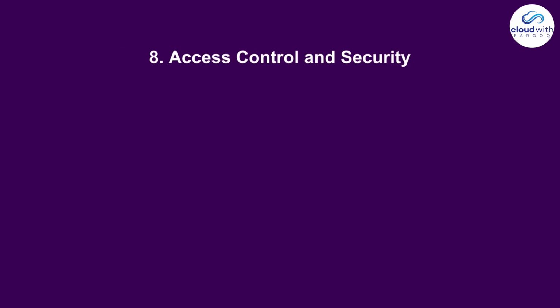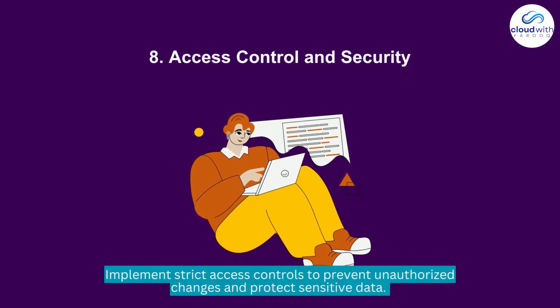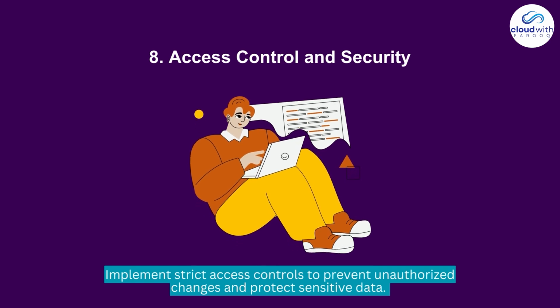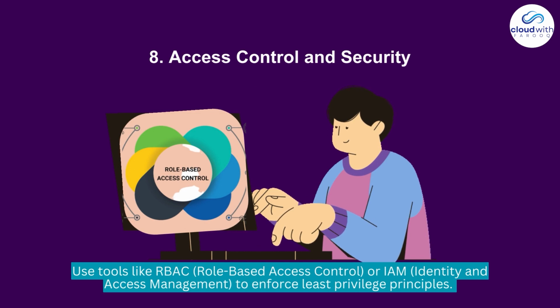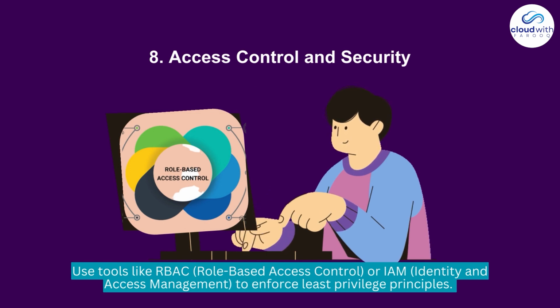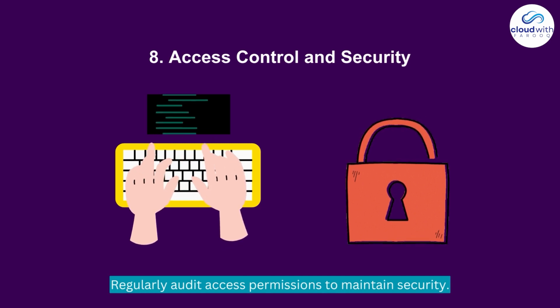Number 8, access control and security. Implement strict access controls to prevent unauthorized changes and protect sensitive data. Use tools like RBAC or IAM from AWS to ensure least privilege principles. Regularly audit access permissions to maintain security.